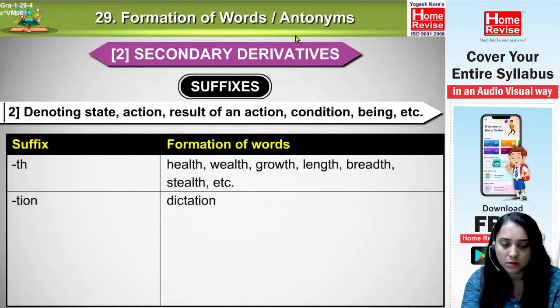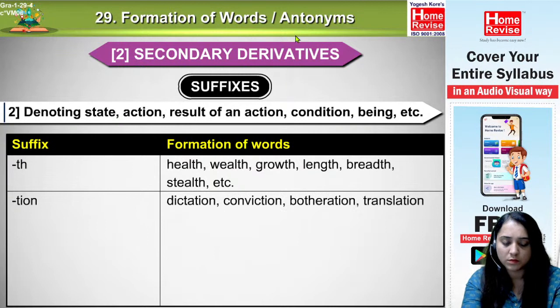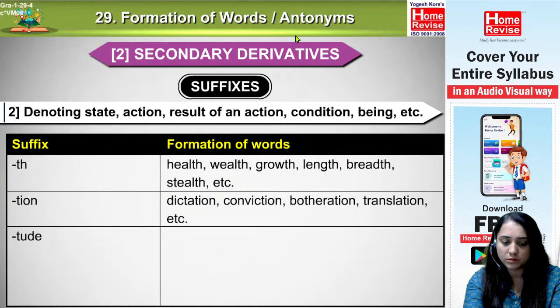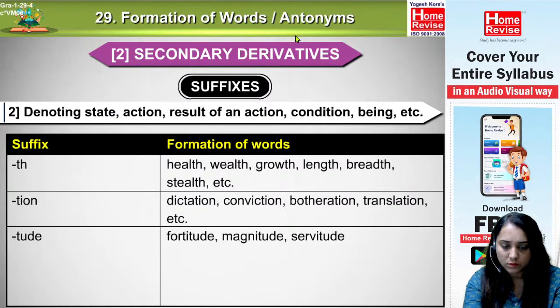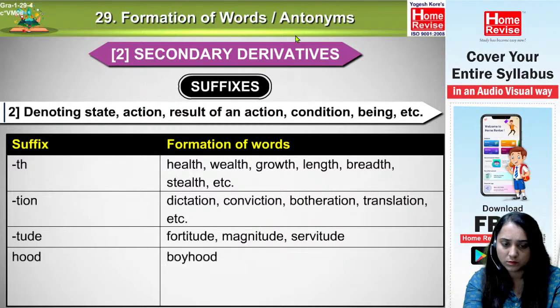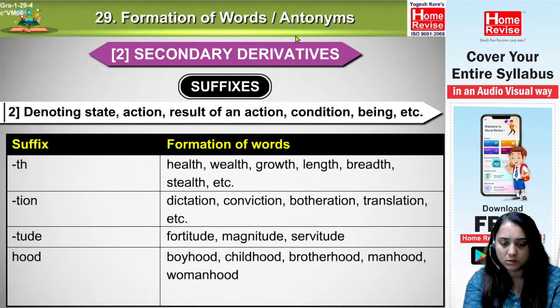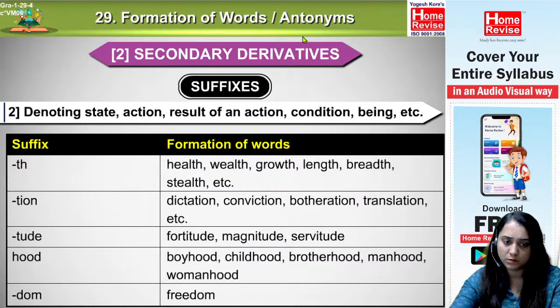TION: dictation, conviction, botheration, translation, etc. TUDE: fortitude, magnitude, servitude. HOOD: boyhood, childhood, brotherhood, manhood, womanhood. DOM: freedom, kingdom, martyrdom, wisdom.